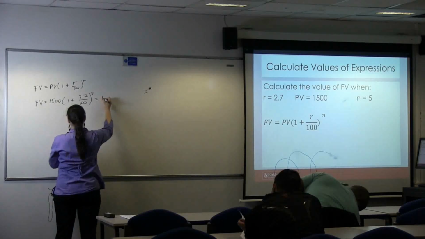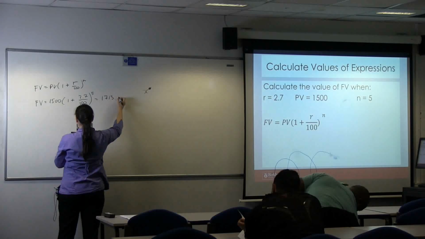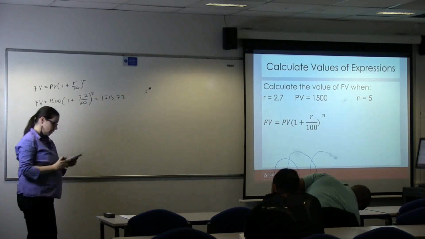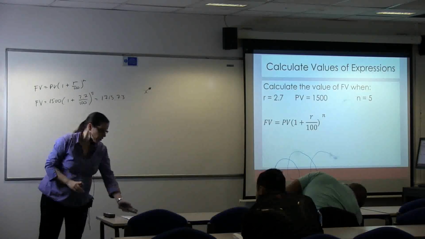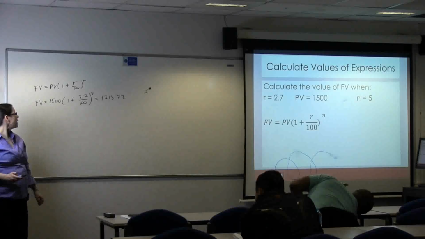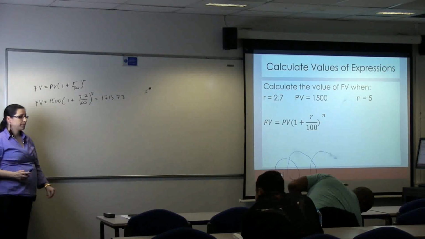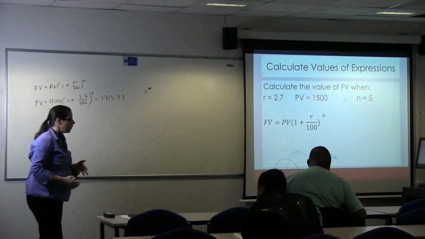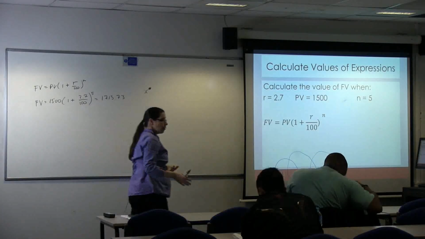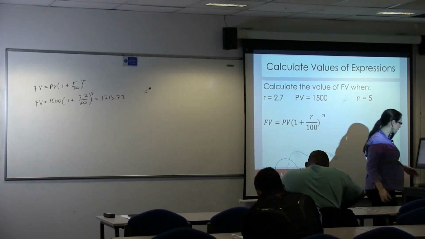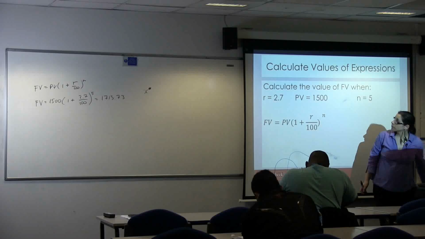And that gives me £1,713.73. Okay, a whopping £213 after the bank made use of your money for 5 years. So again, something to think about. Is it worth putting your money away for so long, or would you have a better value if you just spent it right now?